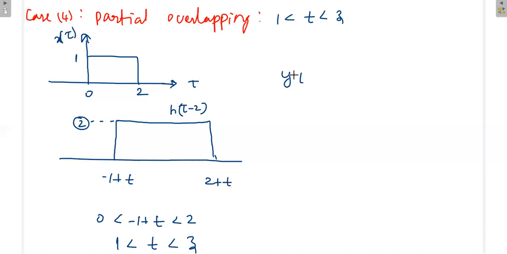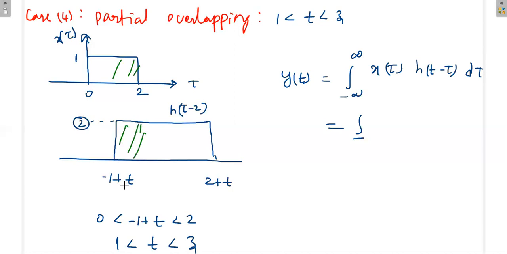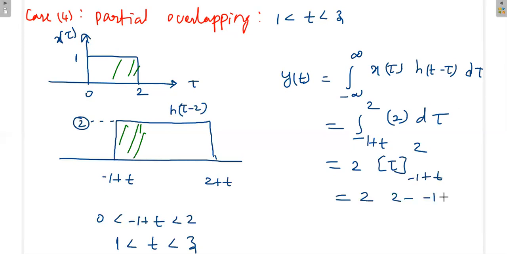What is y of t? The integral from minus infinity to plus infinity of x of tau h of t minus tau d tau. Again here, what is the overlapping part? This one. The limit is from minus 1 plus t to 2. So this is 2 into d tau, that is 2 into tau from minus 1 plus t to 2.